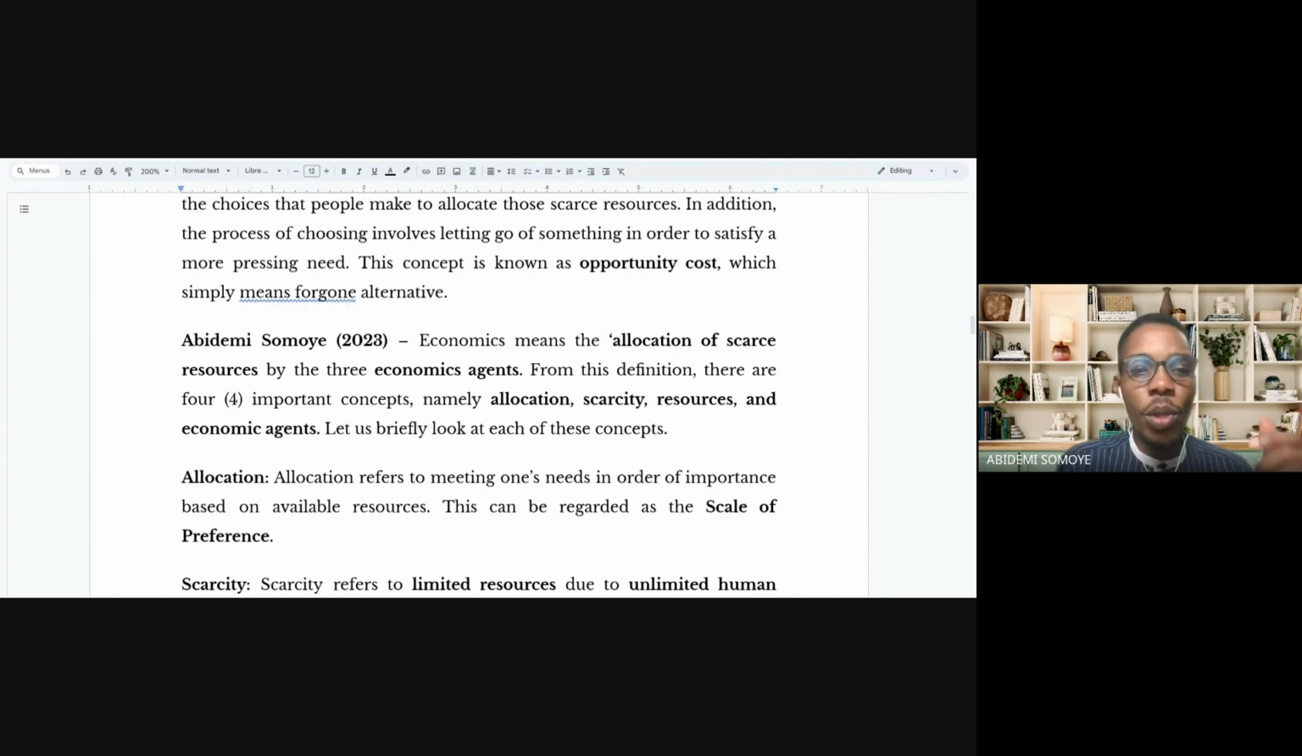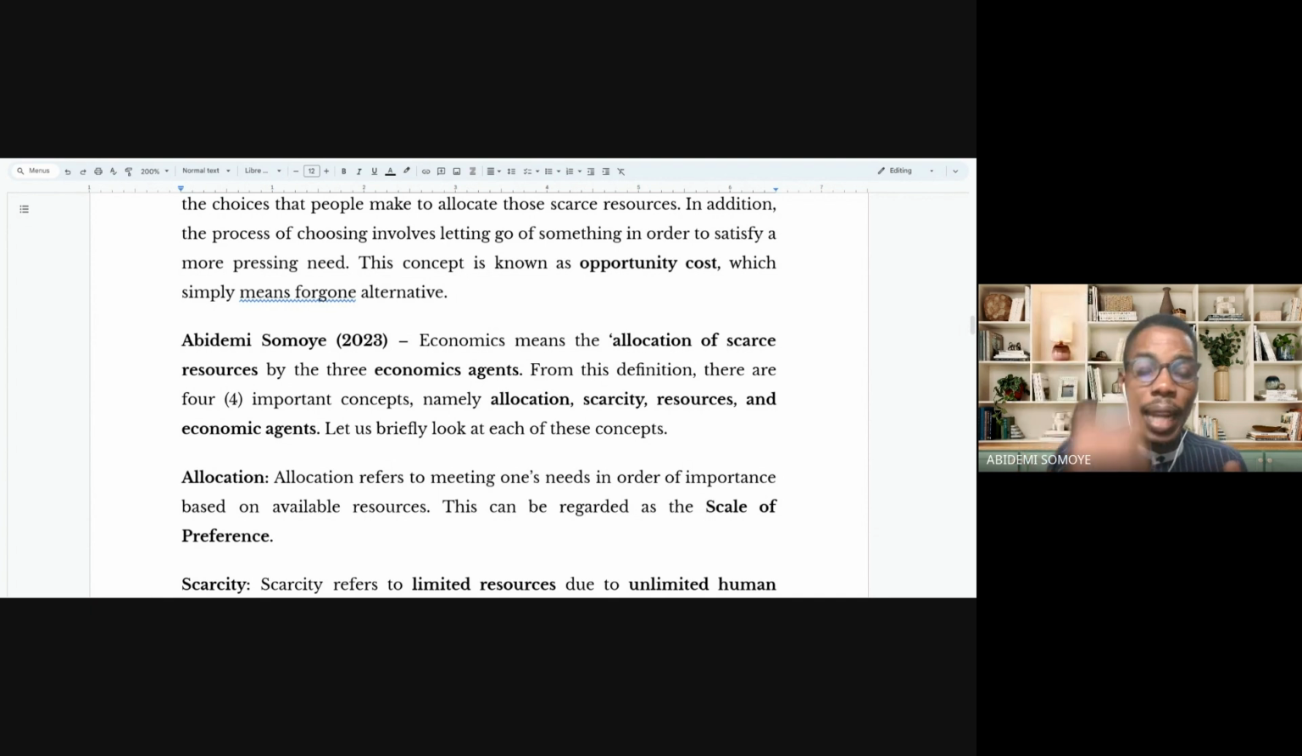All right. So what does allocation mean? Allocation refers to meeting one's needs in order of importance based on available resources. This can be referred to as a scale of preference. I already talked about that. Okay, you allocate your resources in such a way that it is able to meet your most important needs. Okay, you know the things you need the most, and so you have to allocate those resources in such a way that is going to meet your needs. Okay, so arranging those needs in order of importance is what is referred to as scale of preference.